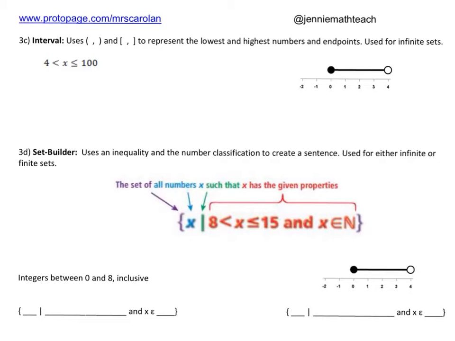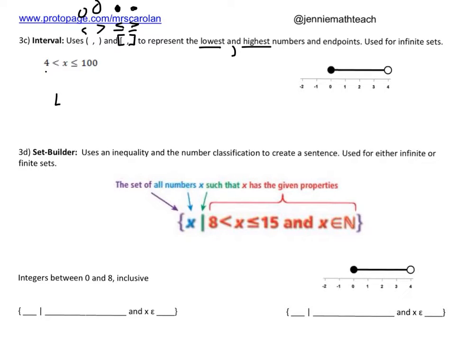Interval notation you haven't seen before, but it goes right along with those inequality signs. If you have just less than signs, or if you have open circles, we're going to use parentheses. And if you have less than or equal or greater than or equal to symbols or closed circles, we're going to use these straight brackets. So all we need is the lowest number, then a comma, and then the highest number.